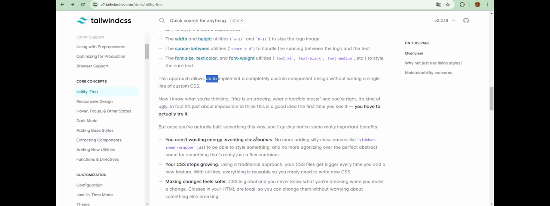Okay, I see it. Now I know what you're thinking. It is important. I think it too. This is an atrocity. What a horrible mess. And you're right. It's kind of ugly. In fact, it's just about impossible to think this is a good idea the first time you see it. You have to actually try it.